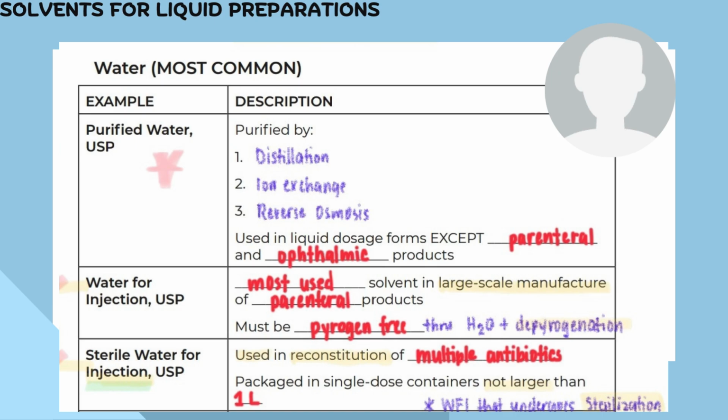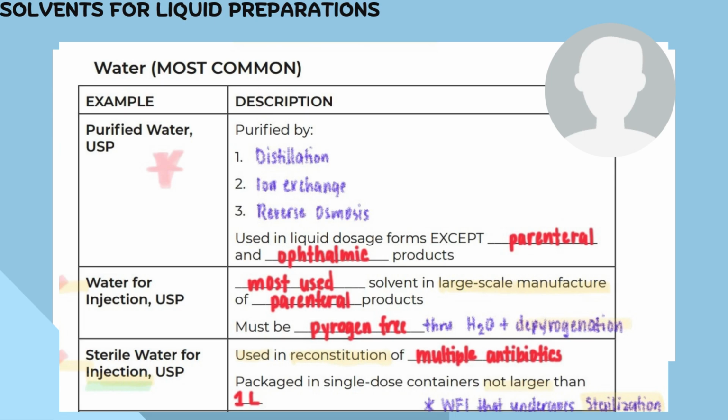Okay, let's summarize the three examples. So first, the purified water USP. It is purified through distillation, ion exchange, and reverse osmosis, and then used for oral, topical, and external products, and then not for parenteral and ophthalmic use. And then second, the water for injection USP. It is pyrogen free, depyrogenated siya, and then used for large-scale manufacture of parenterals, and then not for ophthalmic or non-sterile use.